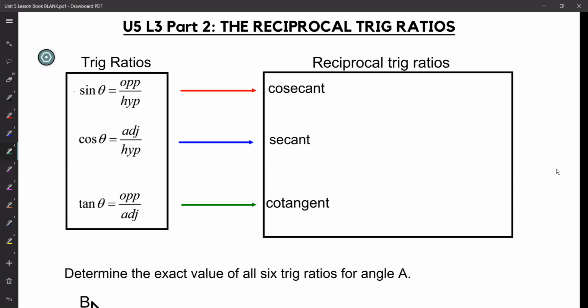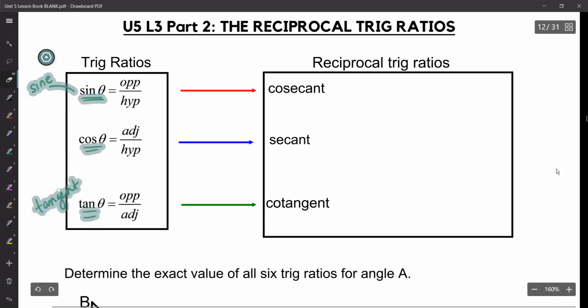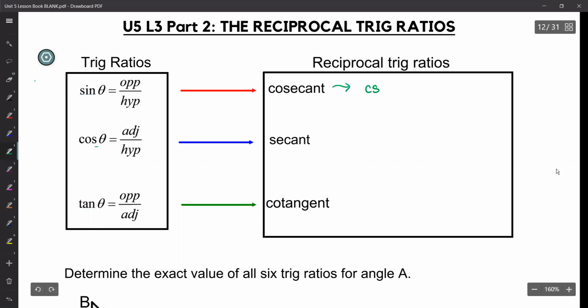Similar to how we have short forms when we actually use sine, cosine, and tangent as functions in our calculator, cosecant, secant, and cotangent also have short forms as well. So their short forms are CSC for cosecant. And cosecant is actually going to be equal just to the reciprocal of sine.